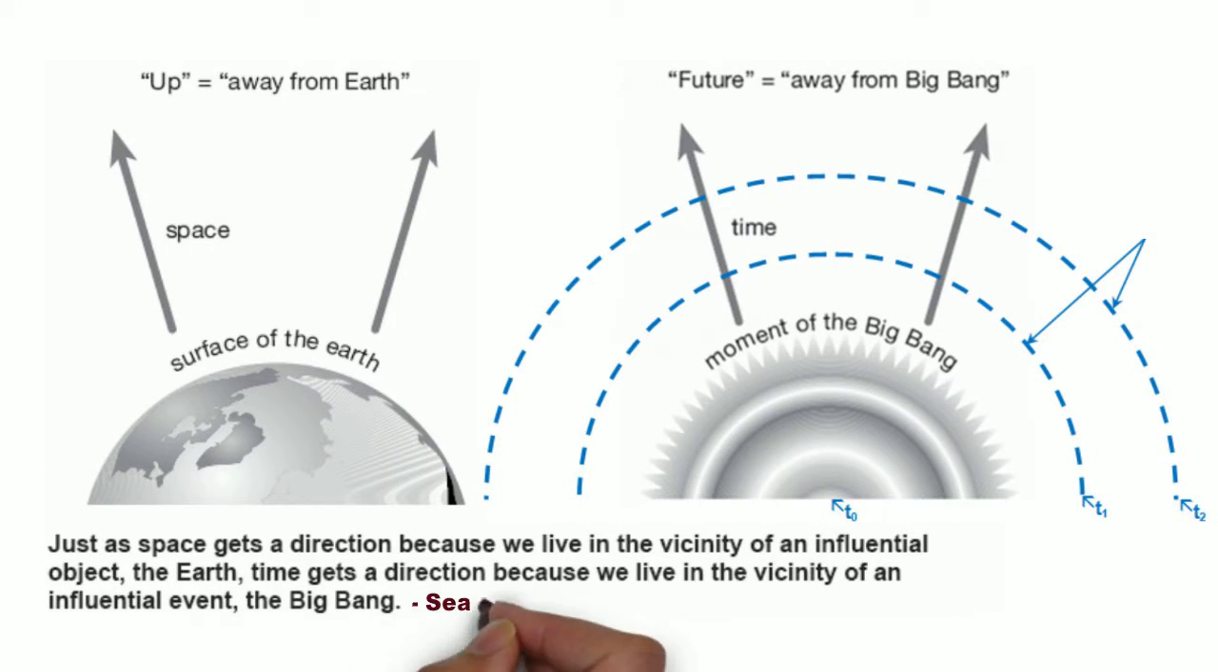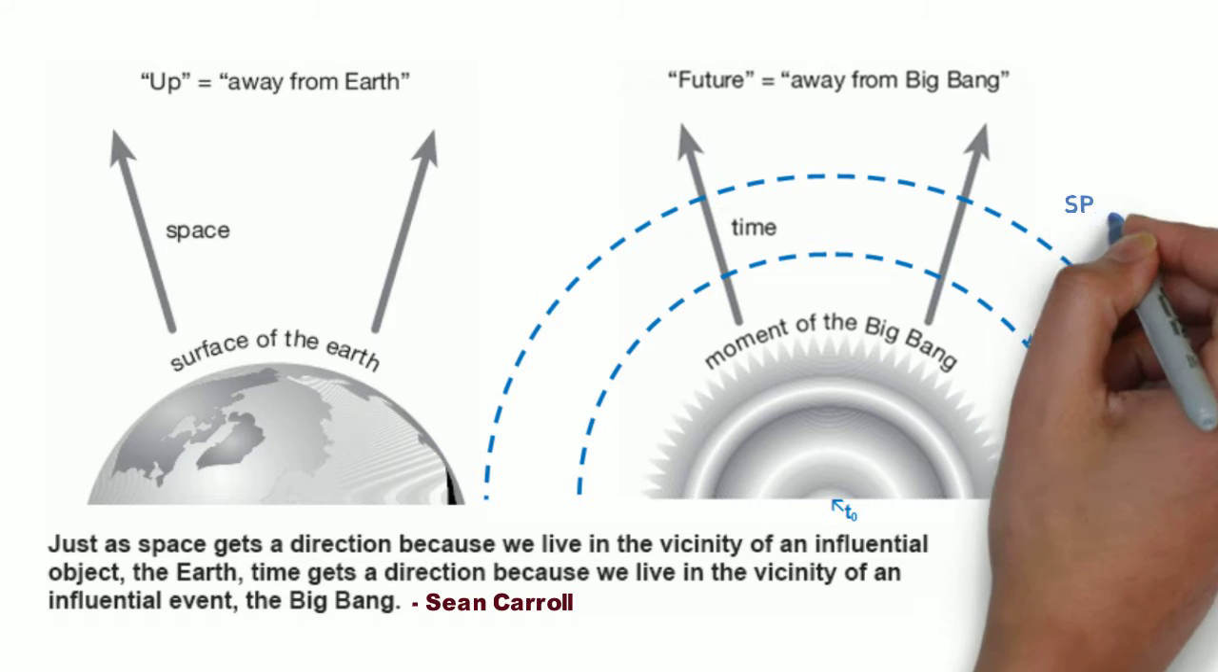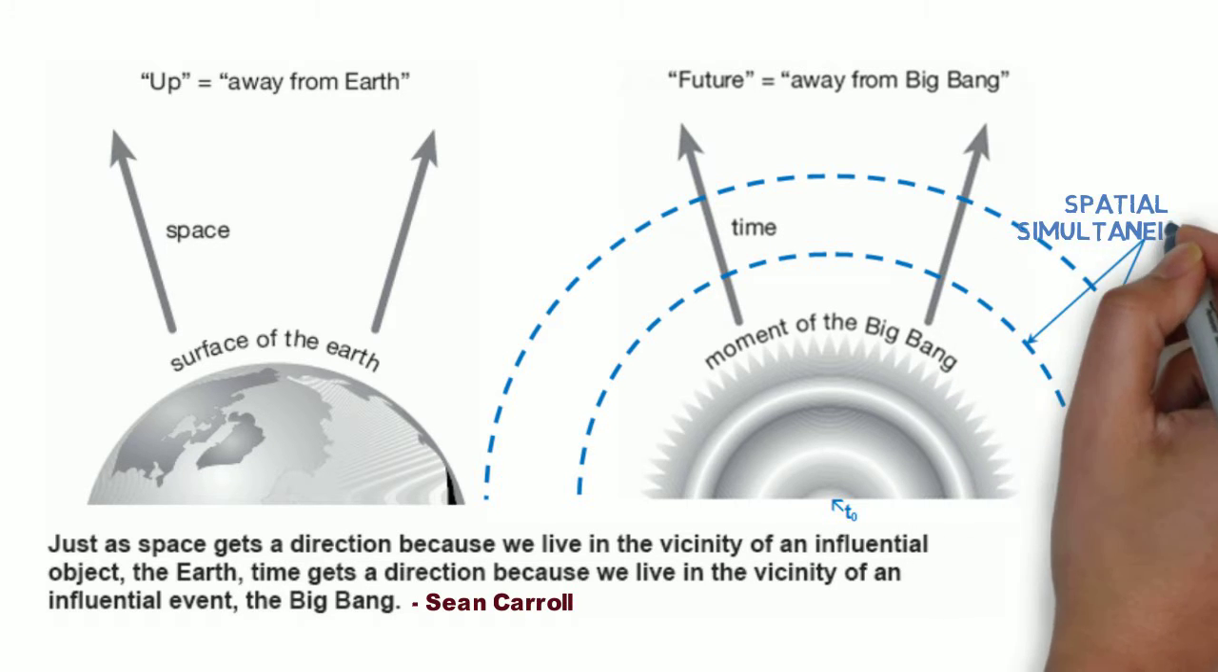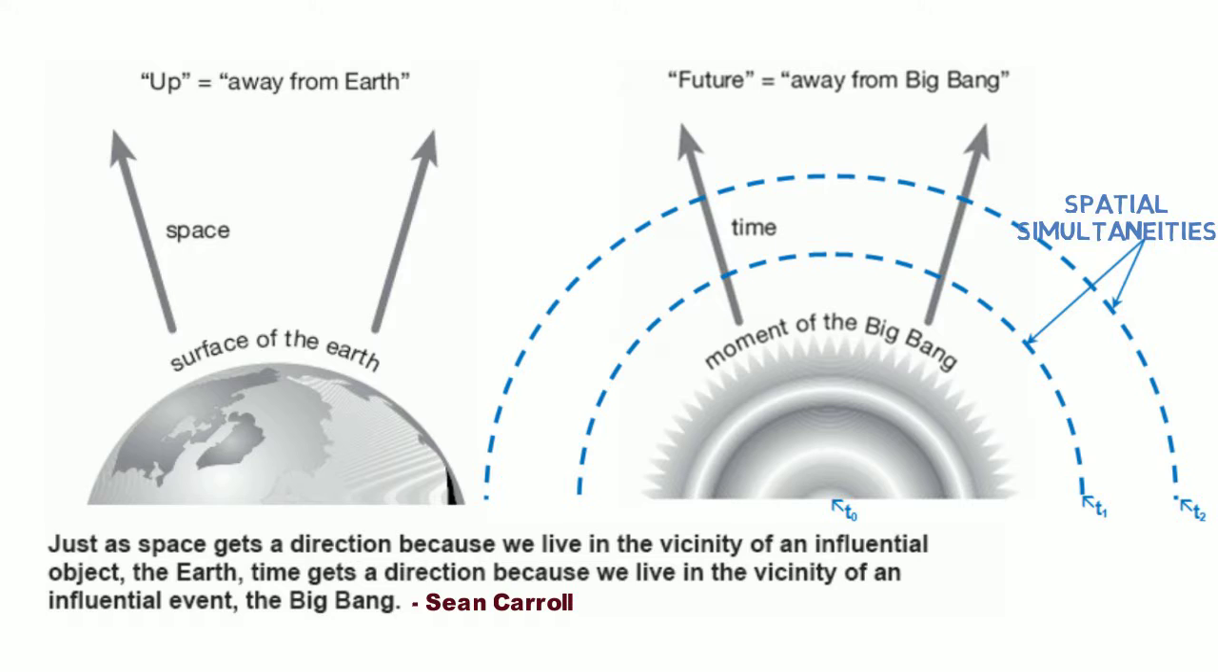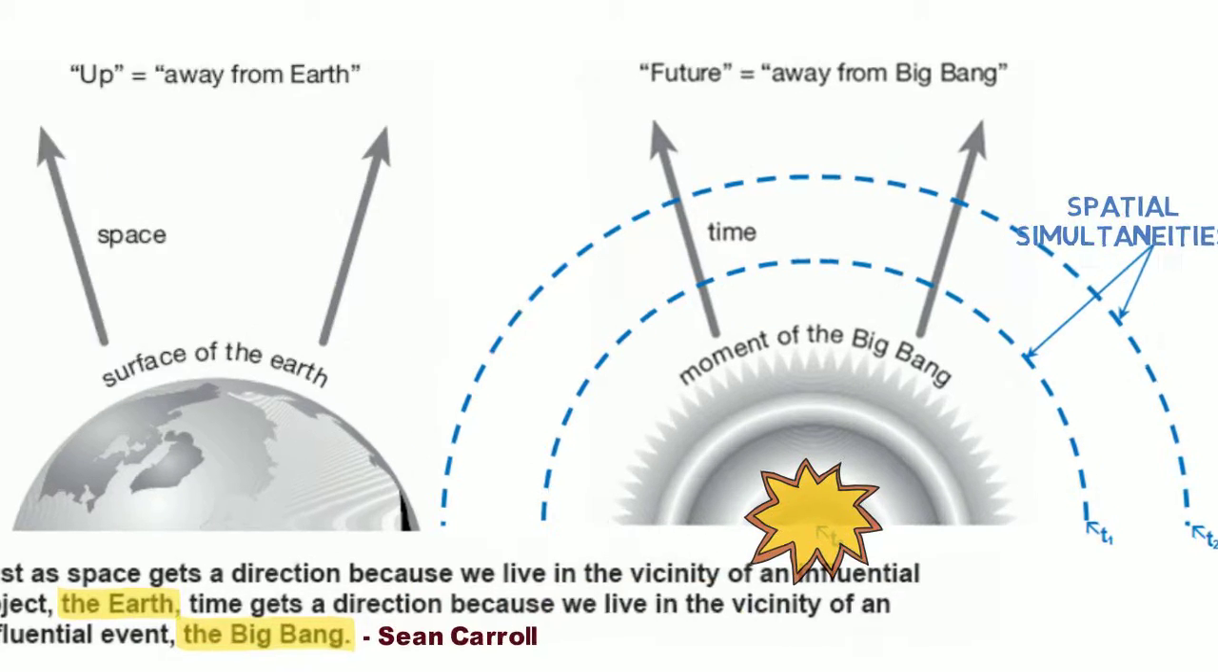Professor Sean Carroll uses this image in his course on time. Spatial arcs indicating now and a future simultaneity were added. He states, just as space gets a direction because we live in the vicinity of an influential object, the Earth, time gets a direction because we live in the vicinity of an influential event, the Big Bang.